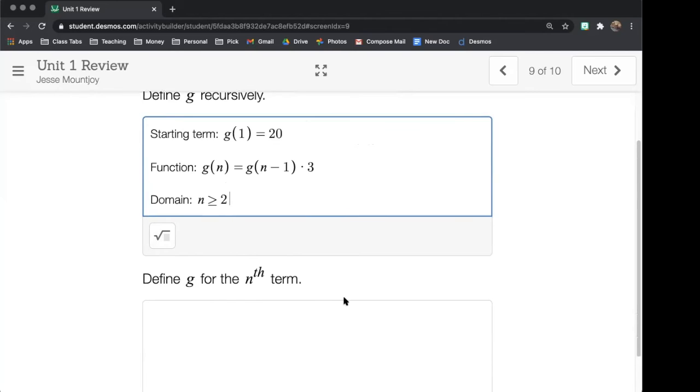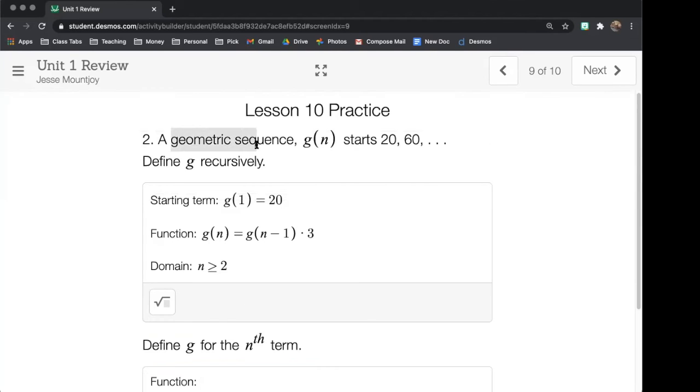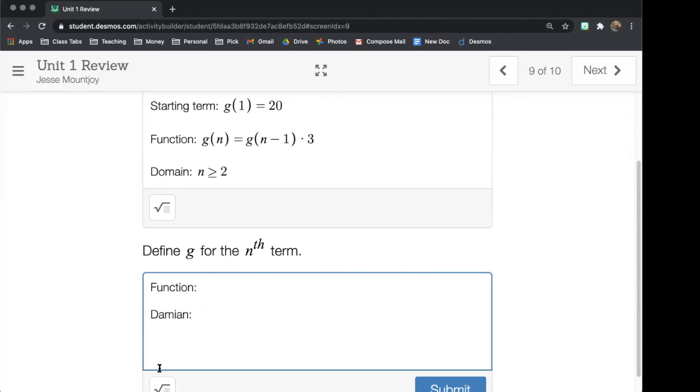Now, what about if I want to define g of n for the nth term? So this is an explicit definition. So for this one, I only need the function and the domain. I don't need the starting spot, okay? Because the starting place is going to be in the function. We'll see in just a minute. So geometric means that it is an exponential function. So my function should look like a times b to the x power.